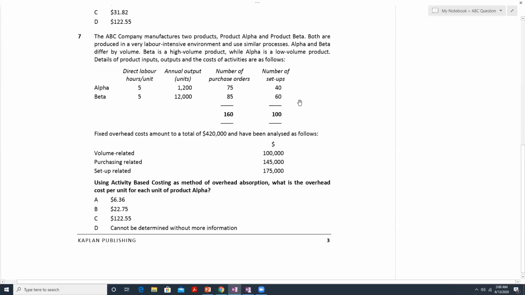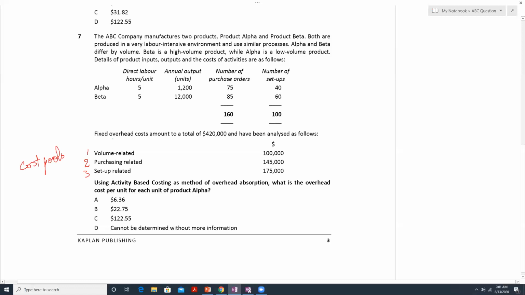Fixed overhead costs amount to a total of 420,000 and have been analyzed as follows. This is the breakup of overheads. Volume related overheads are 100,000, purchasing related are 145,000, and setup related are 175,000. These three are our cost pools. Volume related overheads, number one; number two is purchasing related, and number three are setup related.